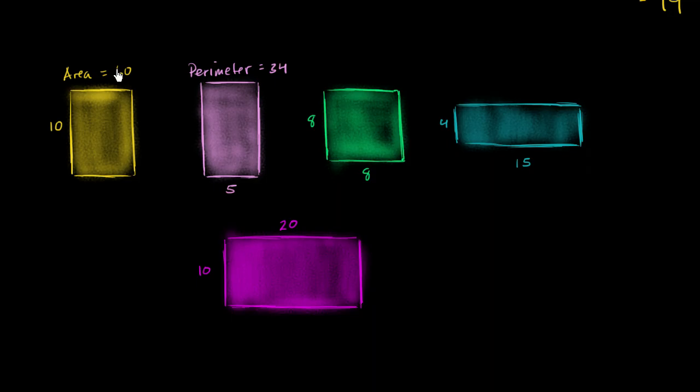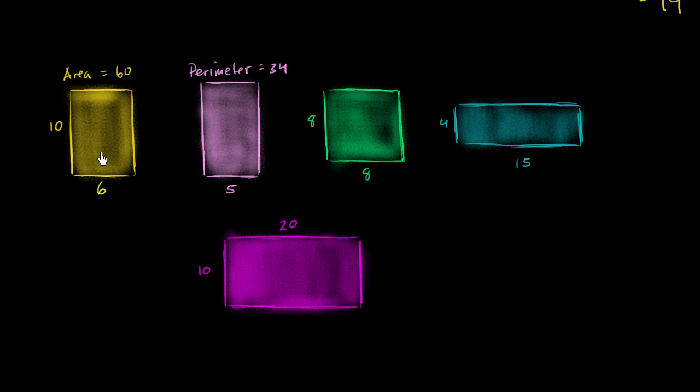Well, if the area is 60 square units, that means the length times the width is equal to 60. That 10 times this width right over here is going to be equal to 60. So 10 times what is equal to 60? Well, 10 times 6 is equal to 60. 10 units times 6 units is equal to 60 square units. Fair enough. So how do we figure out the perimeter now?